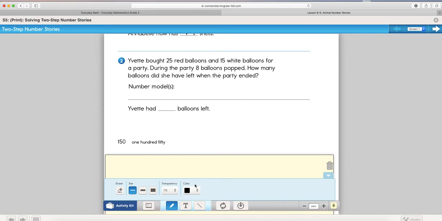What do you think, Jamie? What should we do with those 2 numbers? Add. Why do you think we should add them? Support your reasoning.